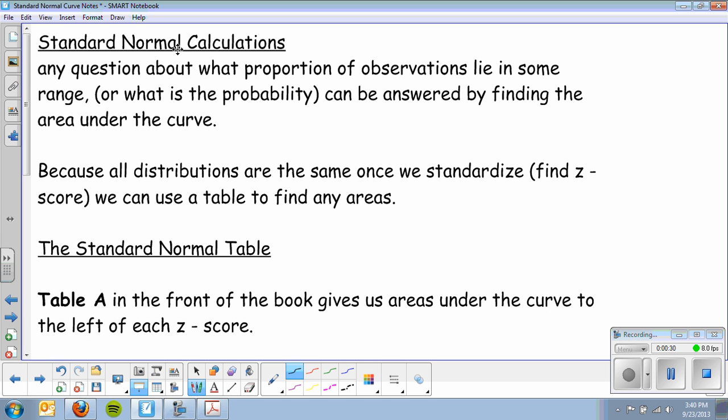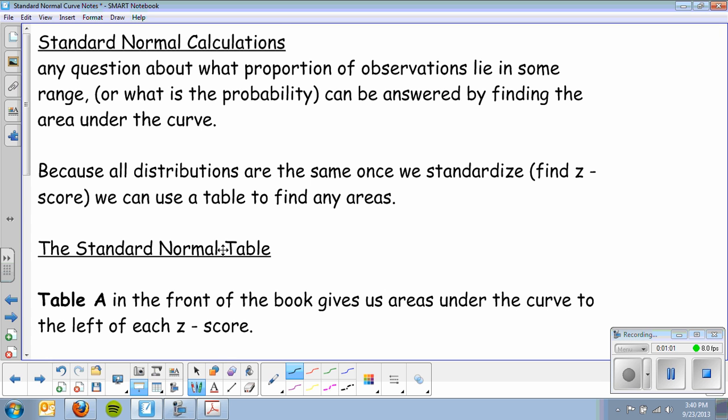So, we'll have standard normal calculations, and there'll be questions involving what proportion or percentage of observations lie in some range. Now, sometimes you'll see it worded as a probability. It basically means the same thing, you just don't have a percent on it. So we'll find the area under the curve like we've been doing. Now, after we find the z-score, we standardize that score, and basically we turn all graphs into a similar graph, which is the standard normal curve. We can use one table to find the areas.